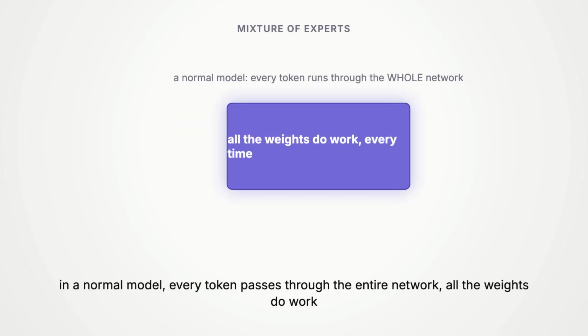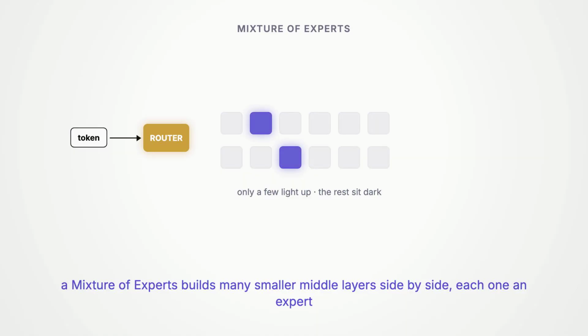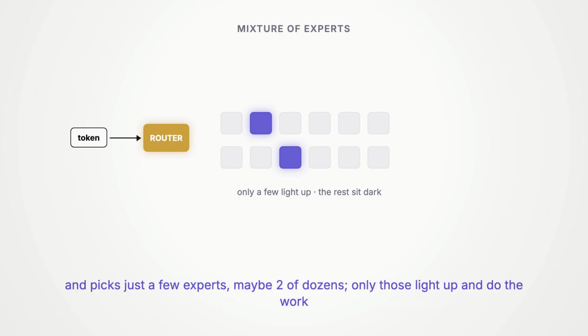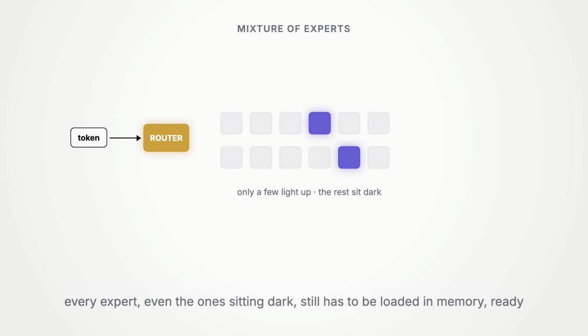Here is the first organ and the trick that splits a model's size in two. In a normal model, every single token you feed in passes through the entire network. All of the weights do work every time. A mixture of experts, MOE for short, changes that. Instead of one big middle layer, you build many smaller ones, side by side, and you call each one an expert. Then you add a tiny traffic cop called a router, sometimes called a gate. For each token, the router looks at it and picks just a few experts, maybe 2 out of dozens or 8 out of hundreds, and only those few light up and do the work. The rest sit dark for that token.